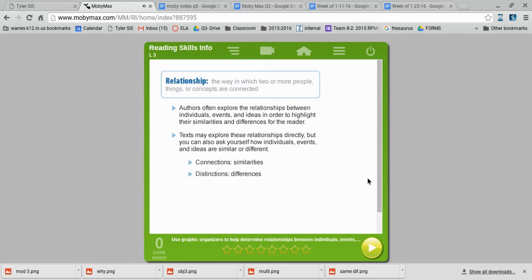Texts may explore these relationships directly, but you can also ask yourself how individuals, events, and ideas are similar or different. You can make connections by exploring the similarities or distinctions by exploring the differences. It's important that the reader understand the nature of the relationship between these elements. Authors purposely make comparisons and distinctions to make a point or put forth an argument.